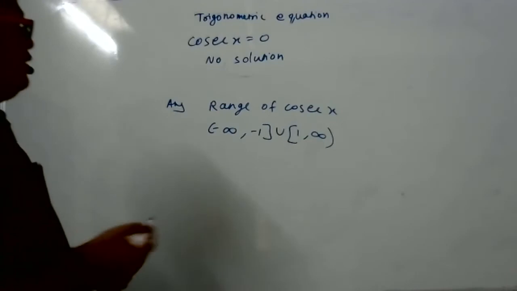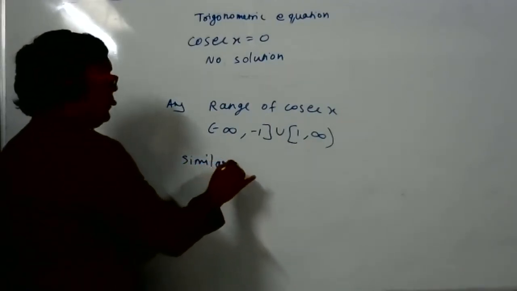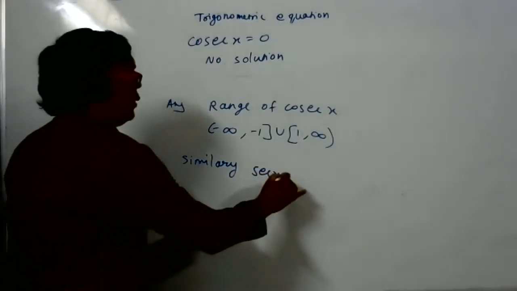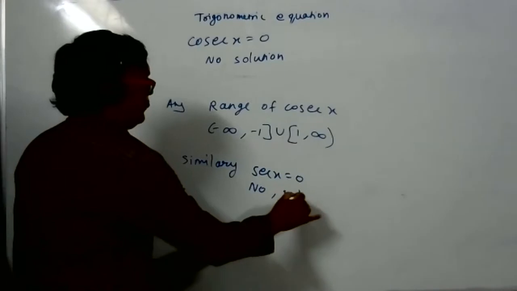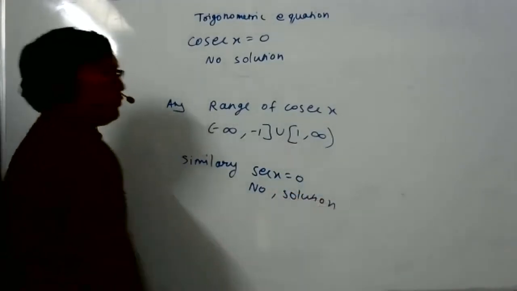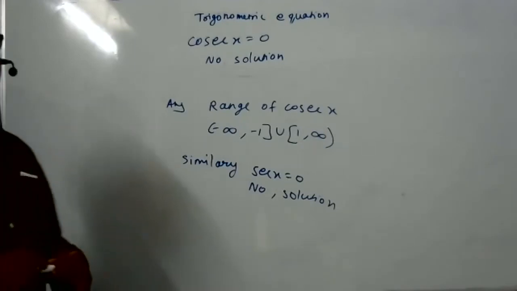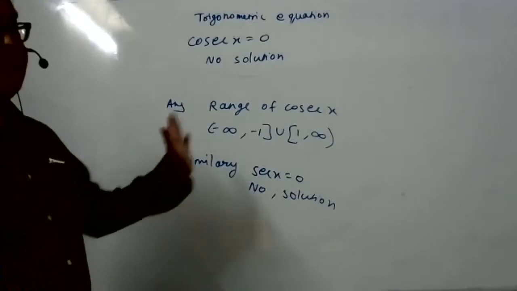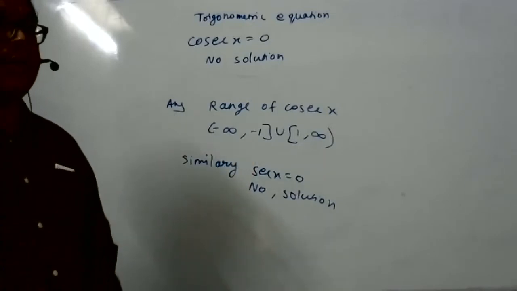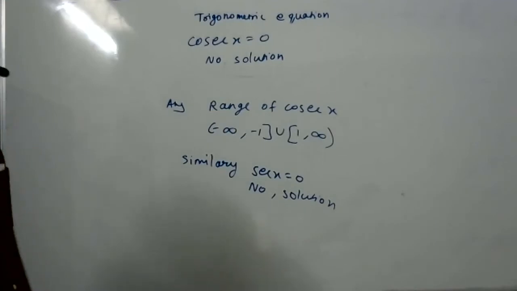So no solution. Similarly, you can write, secant x is 0. Even this also has no solution. If somebody asks, there is no solution for this. Secant x also cannot be between minus 1 and 1. Its range is also from minus infinity to minus 1 union 1 to infinity. By this, the first type of formulas are over.